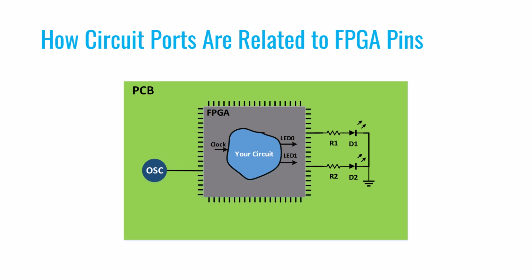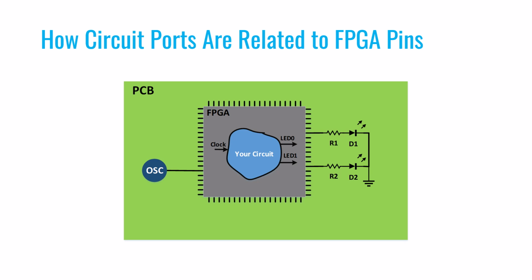Now, the important point here is that for your circuit to function, these ports must be connected to the appropriate pins on the FPGA. For example, the clock port in your code, which has been implemented in the FPGA, must now be connected to the pin on the FPGA that is connected to the oscillator on the PCB. This ensures that the clock signal can reach your implemented circuit. Similarly, the LED 0 and LED 1 ports must be connected to the FPGA pins that are wired to the LEDs on the board. This way, they can control the LEDs, turning them on and off.